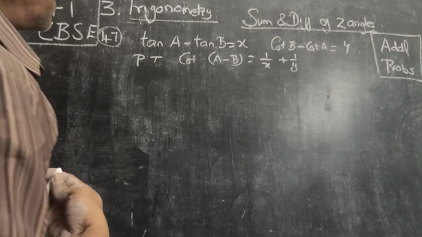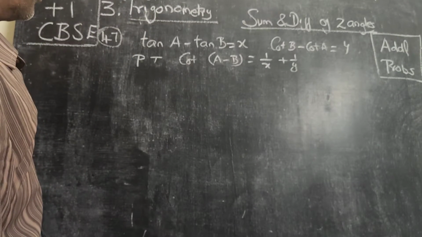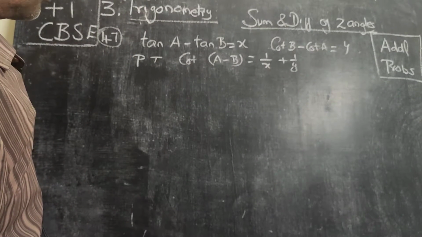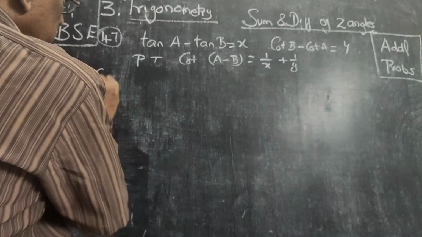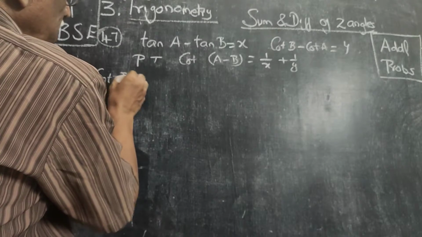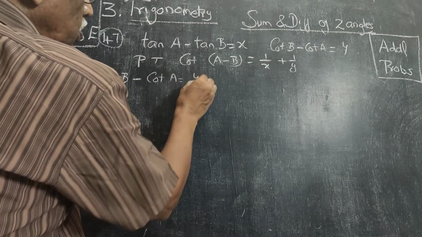Question number 47. tan A minus tan B equal to x, cot B minus cot A equal to y. You have to prove that cot of A minus B equal to 1 by x plus 1 by y. Let me start from here. Cot B minus cot A equal to y.